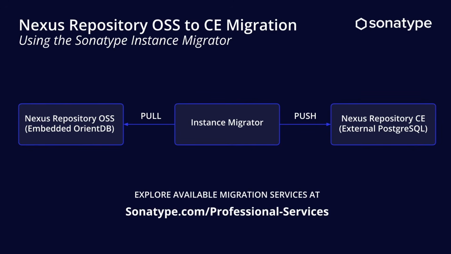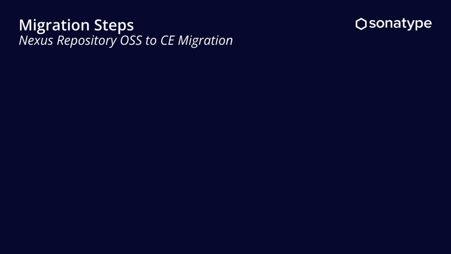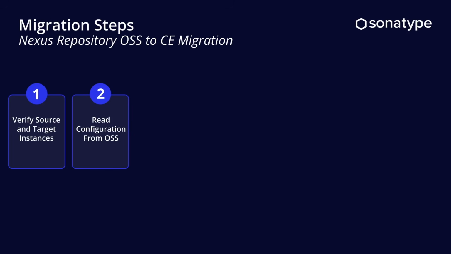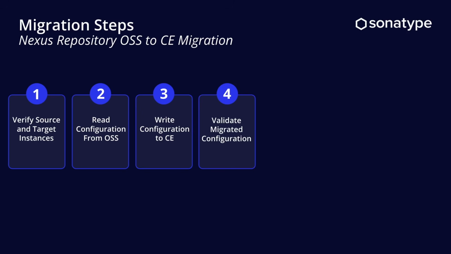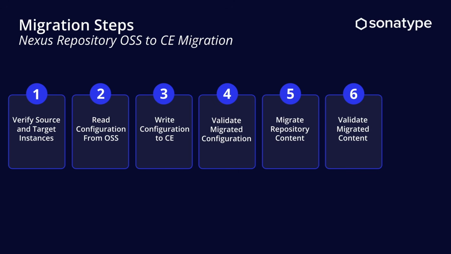We'll move through the migration in a few clear steps. First, we'll confirm the source and target instances are running. Then we'll read the configuration from the OSS instance and write it to the Community Edition target. After that, we'll validate the migrated configuration, migrate hosted repository content, confirm the content is available in the target, and finally enable polling so new or updated content can continue syncing during the migration window. This is meant to show the core flow, not every possible migration option.